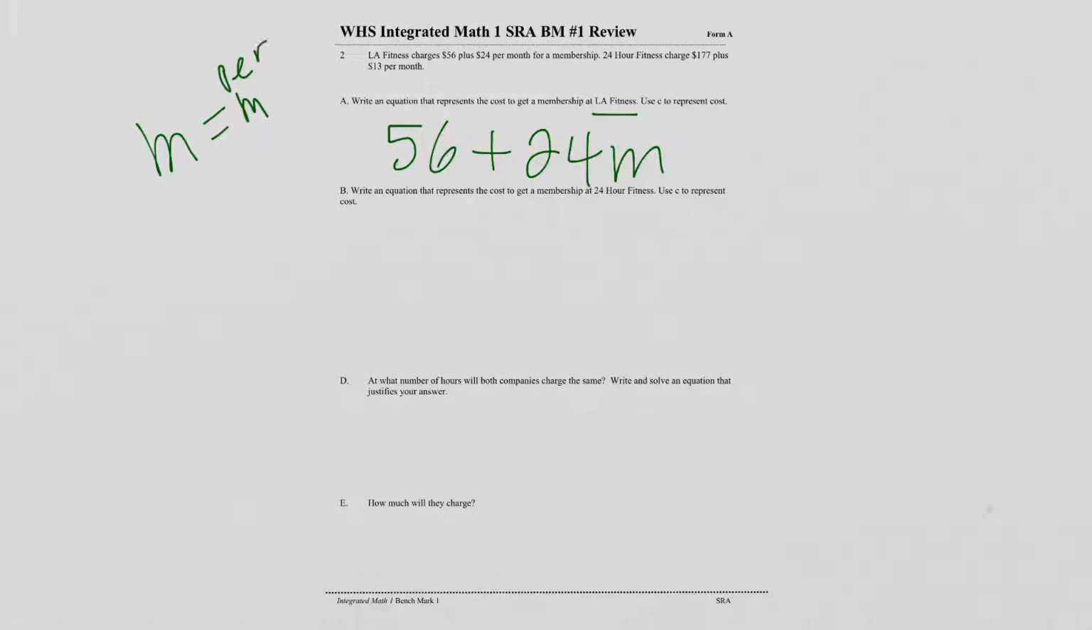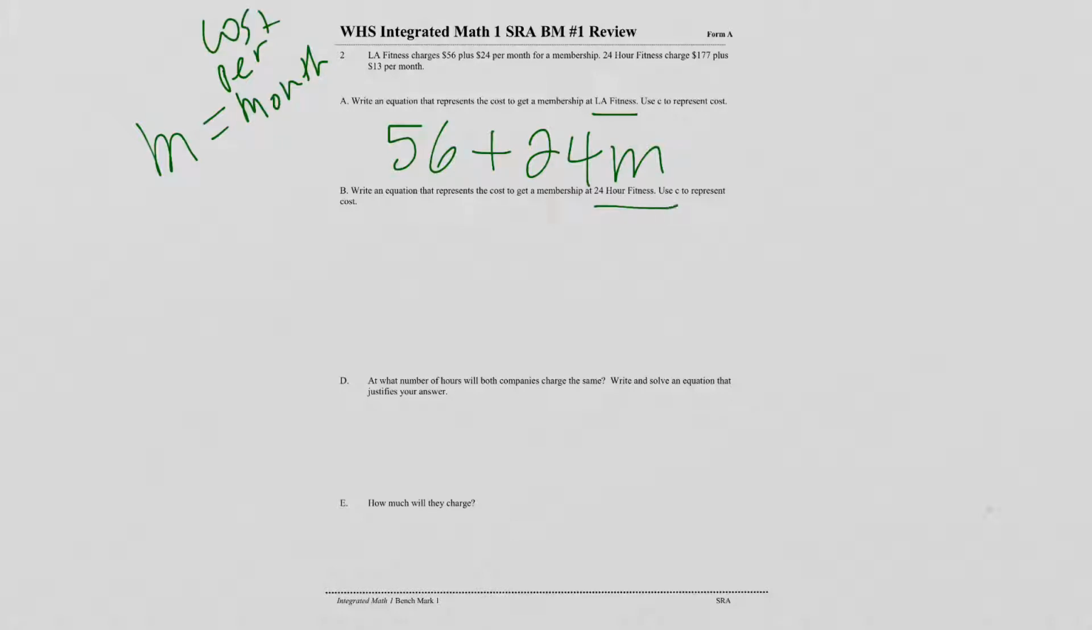Number 2. Here you have to determine when the memberships for both gyms are going to end up costing the same. But I have to write an equation for LA Fitness. So if I look at the problem, LA Fitness charges $56 plus $24 per month. Since I want to figure out how many months it takes them to be equal to each other, that means the variable needs to be per month. So I'm going to define my variable. My variable is going to be M, the cost per month.